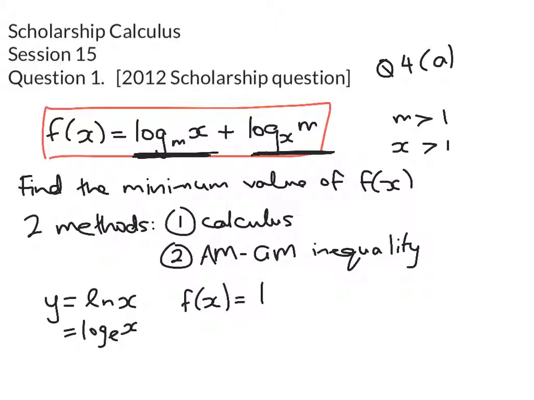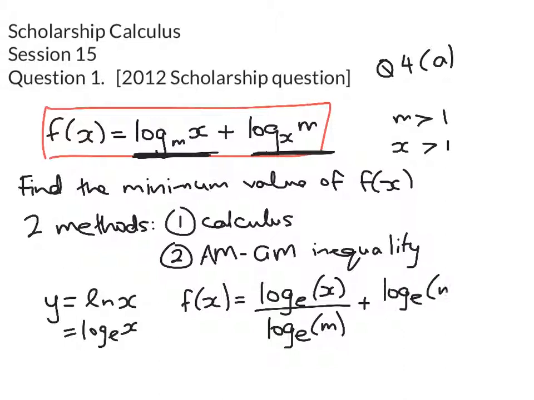Remember, when I change the base, I take the new base, so log to base e of x, and then I divide through by log to base e of m, and then I'm going to do the same thing here. I want to have log to base e, so it's going to go like that. Okay, so that's step one. Now we're going to write that as natural log, and then we're going to differentiate. So all of that is pretty straightforward chain rule. So pause the video here and go and do those steps.